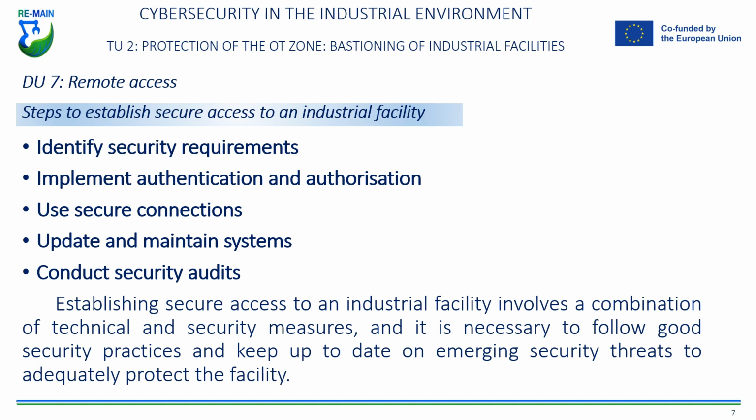This may include the use of VPNs, SSL, and other security technologies to protect information during transmission. Update and maintain systems. Facility systems should be patched and updated regularly to fix vulnerabilities and protect against known security threats. Conduct security audits. It is important to conduct regular security audits to identify potential vulnerabilities and security threats and take steps to correct them.